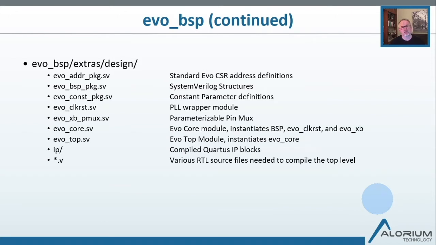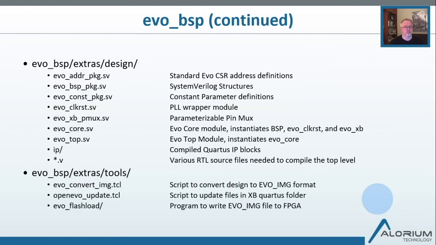In the design directory, there's a number of source files and an IP directory with IP blocks in it. These are all the files that you need in addition to the BSP IP block in order to build the design. And finally, we have our tools directory. There you'll find your OpenEvo update script, your Evo flash load program, and the Evo convert image tickler script, which takes that SOF that comes out of the compilation process and converts it into the Evo image format that we need for the Evo flash load program.